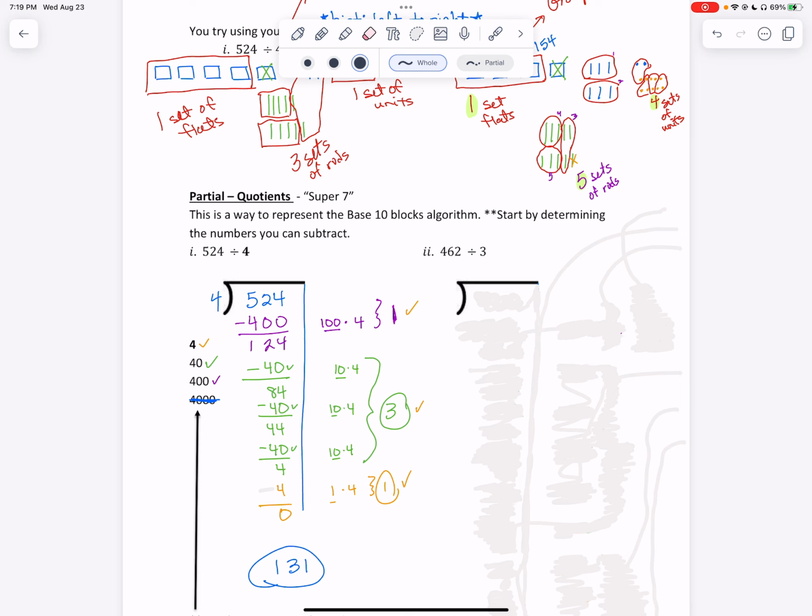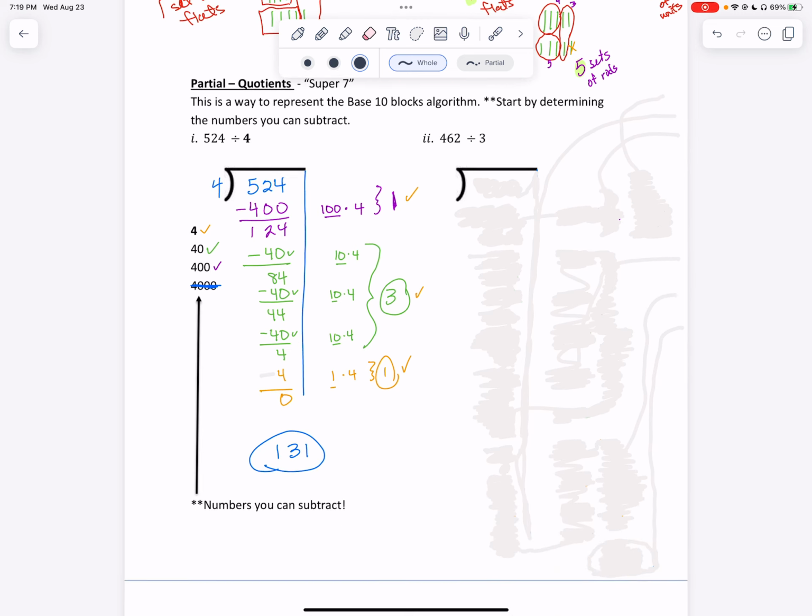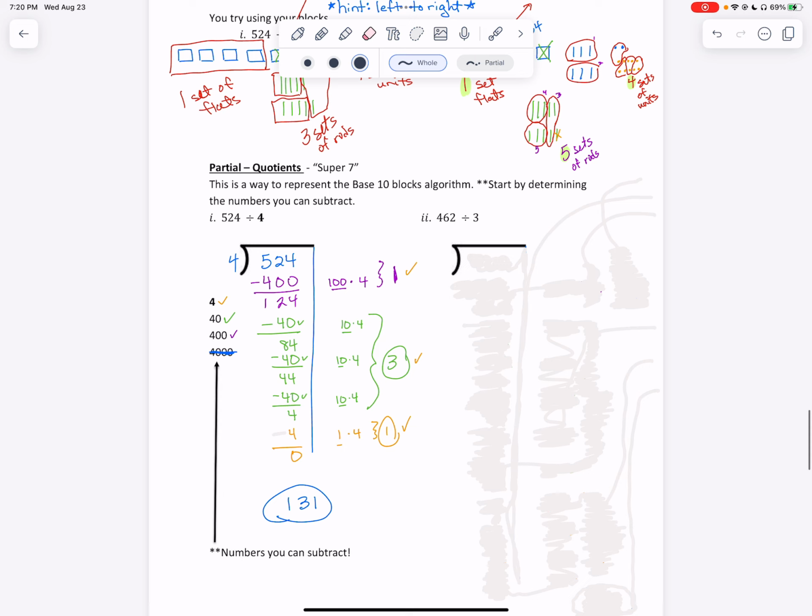All right, let's do that one more time, because I know it's sort of a weird concept. So we've got 462, so that's going to go under my house. And let's determine what numbers we can subtract.